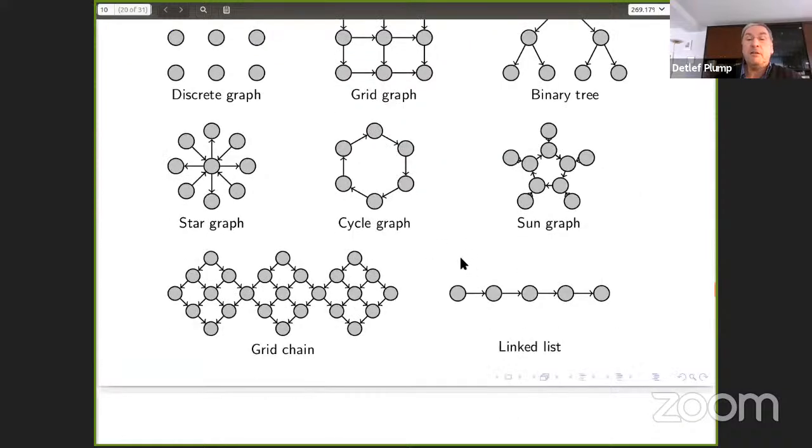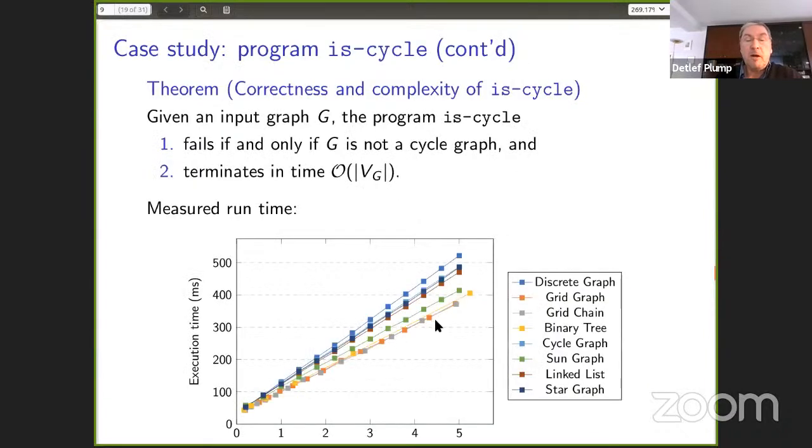Cycle graph we have already discussed. Sun graph, you can't really see the edge here from these outer satellites. There's, in each case, an edge into this inner ring. Grid chain, these are again these square grids, but now joined together in the way indicated here. So this is a chain of 3 times 3 grids. The next larger grid chain would be 4 times 4 grids, and so on. And we also looked at linked lists. So just to briefly go back, for all these 8 different classes, you see we get a nice linear time behavior.